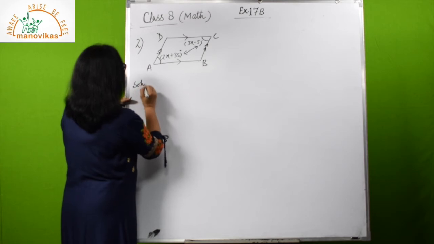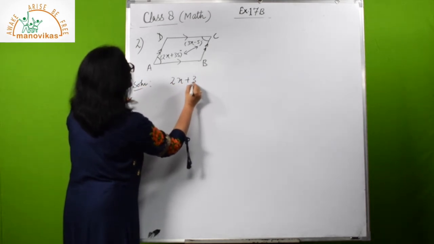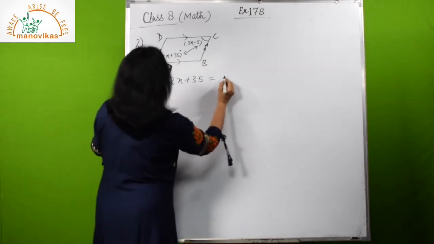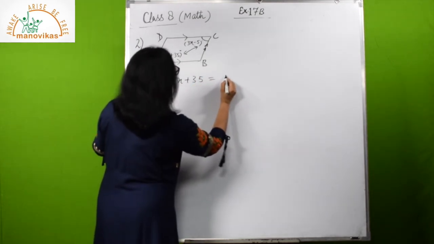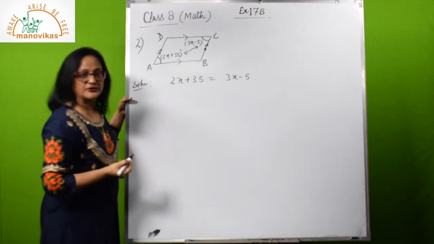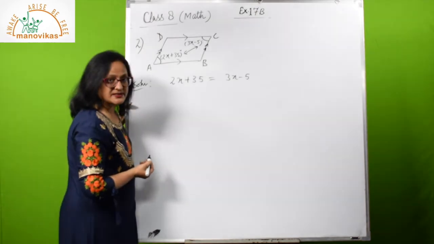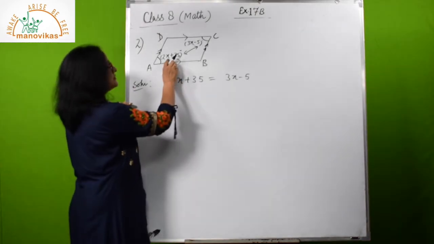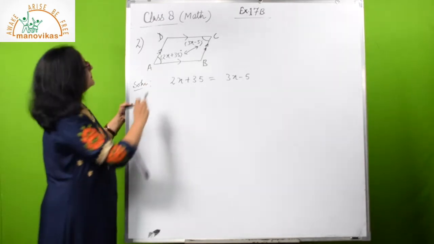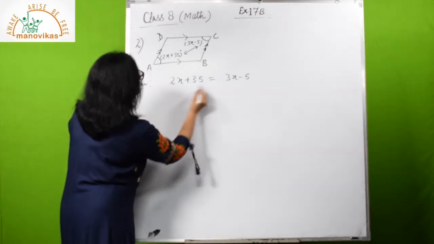So let's start with this. So first property that we are going to use, opposite angles are equal. So 2x plus 35 degree is equal to 3x minus 5. Now this is a simple linear equation where you have to find the value of x. When you get the value of x here, you will substitute this value here and you will get the angle in degrees. So find x.